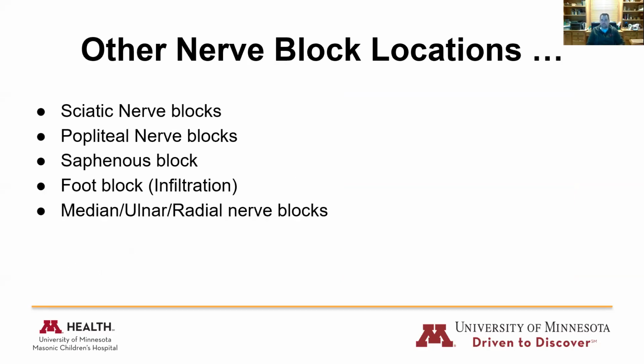With some experience and some ultrasound, it is essentially possible to block more or less every nerve within the body. Other typical locations for nerve blocks include the sciatic nerve, the popliteal nerve, the saphenous nerve, foot block, as mentioned before, and then individual nerves in the hands can be blocked as well: the median, the ulnar, and the radial nerve, basically.